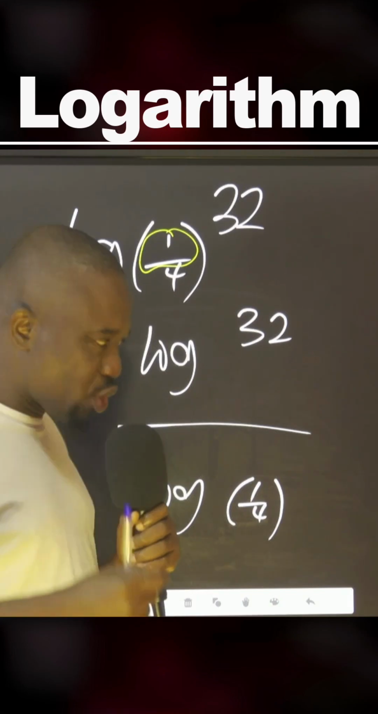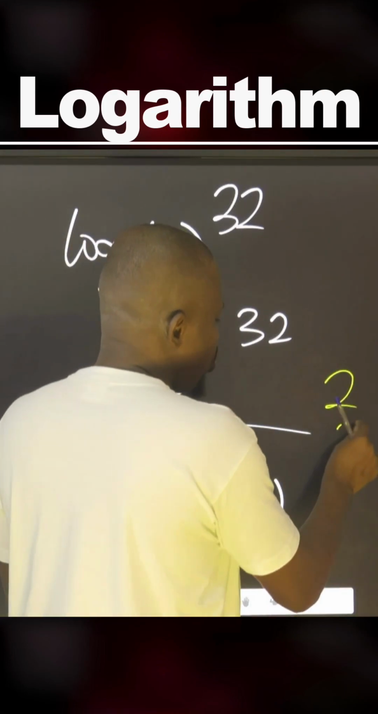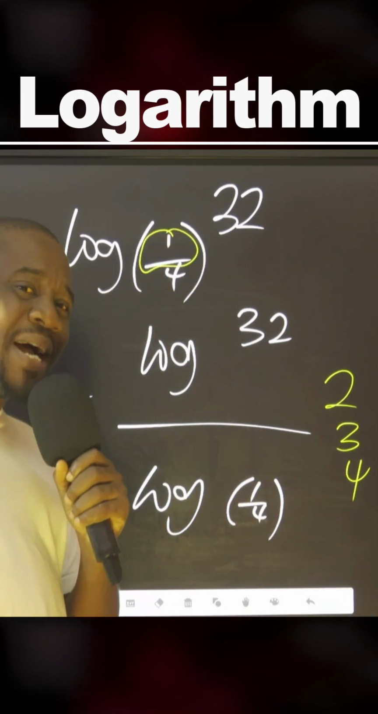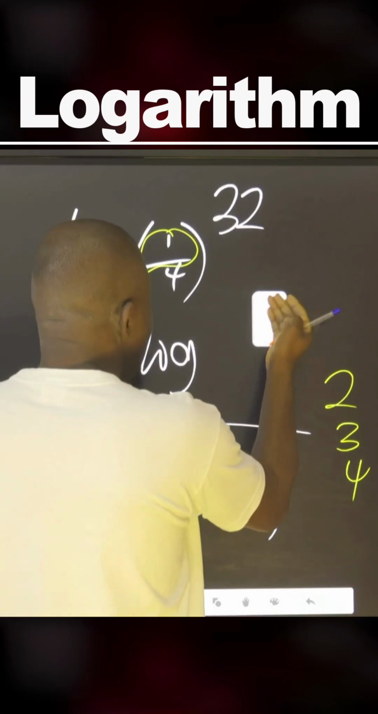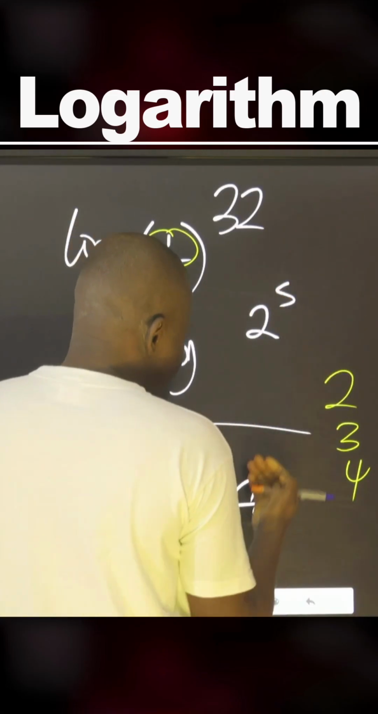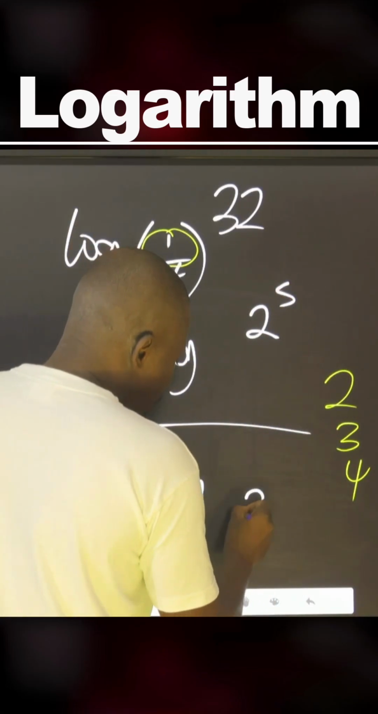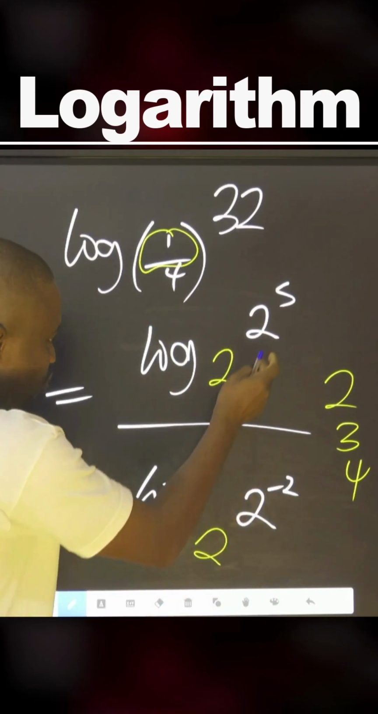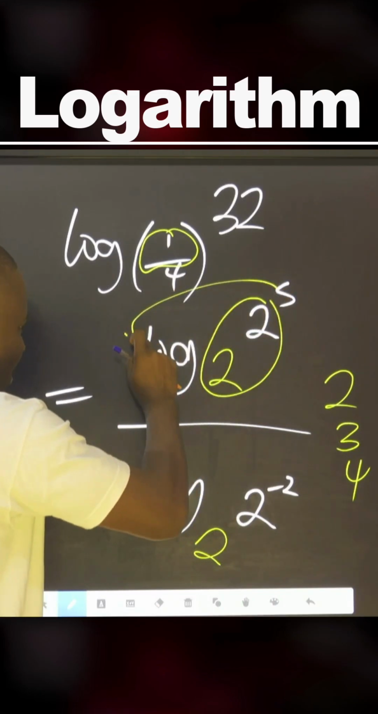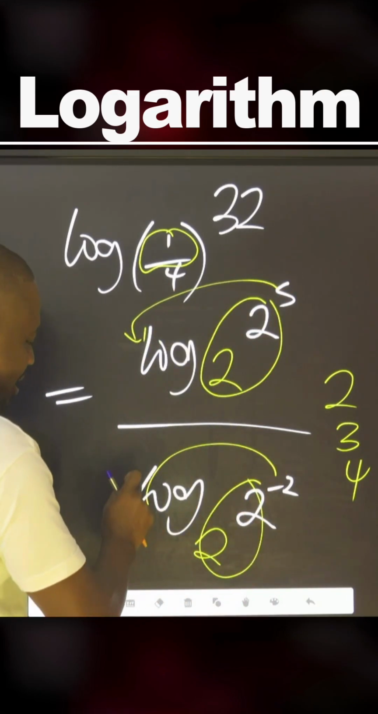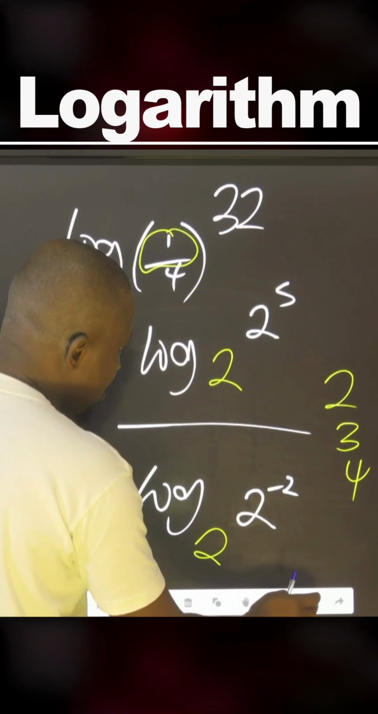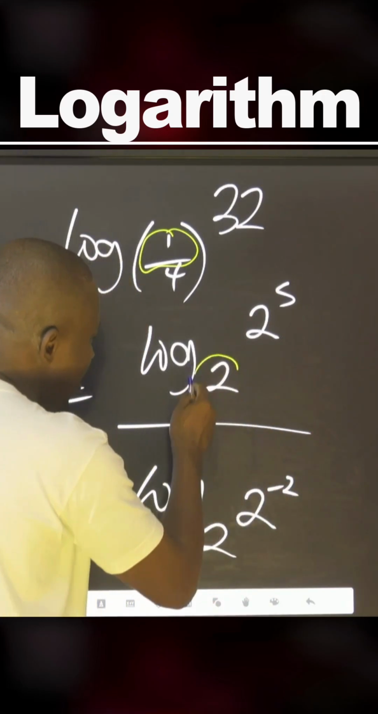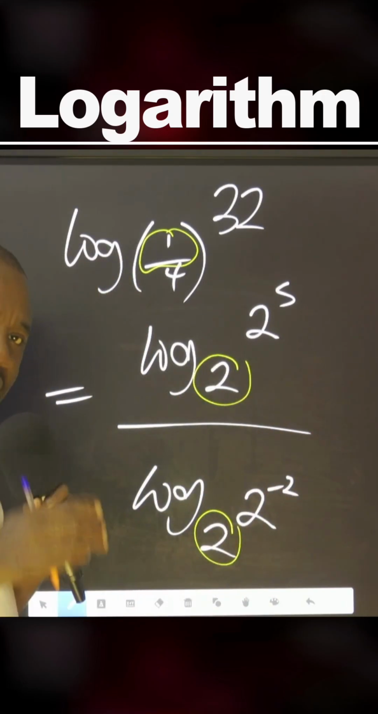Which base should we choose? Should we choose 2? Should we choose 3? Should we choose 4? I will choose 2. Why am I choosing 2? Because I already know that this is 2 raised to the power 5. I also know that this is 2 raised to the power minus 2. So if I can have 2 here, I have 2 here. So you can see, similar, I will move this here. Similar, I will move this here. So we are going to apply what? Log to the base of 2. So 2 is helping us to change the base.